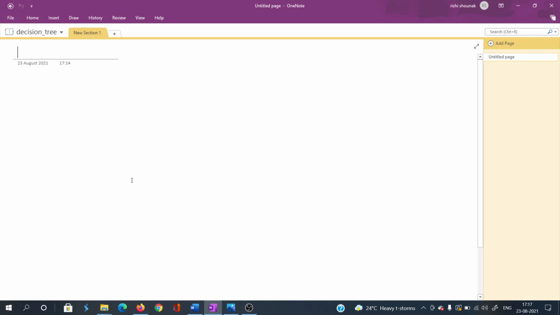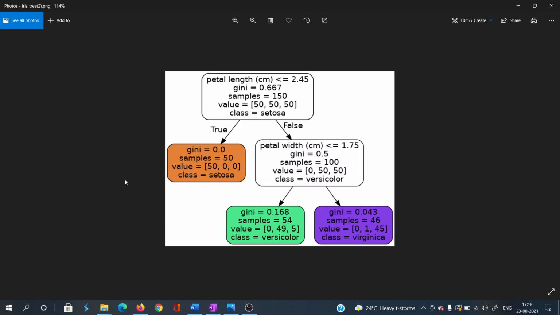So as we can see here, we have something called Gini, and this value, as you can observe, as we go down the tree, keeps decreasing. It is actually the measurement of impurity of a node. So here the impurity is 0 because this node consists of instances from only the Setosa class.